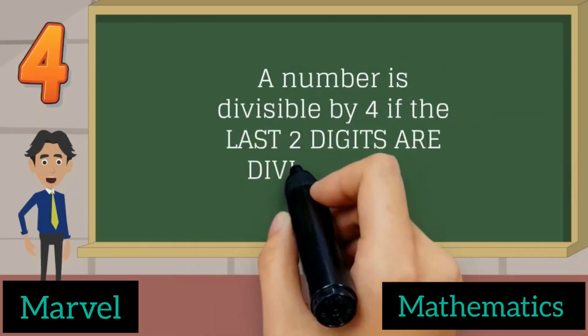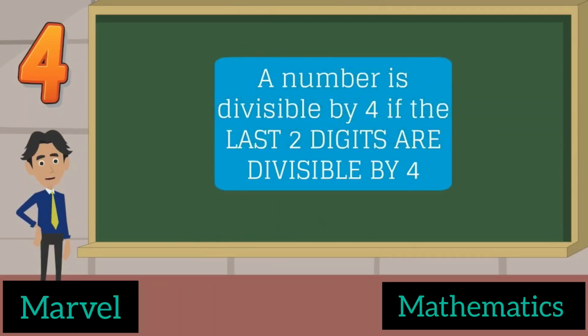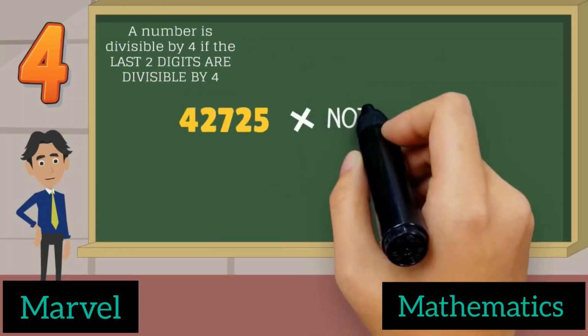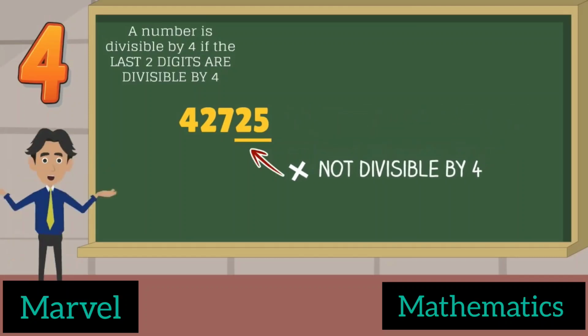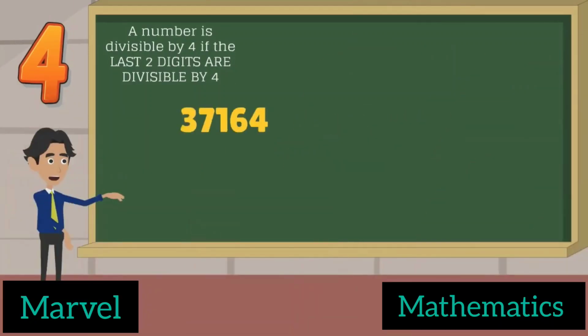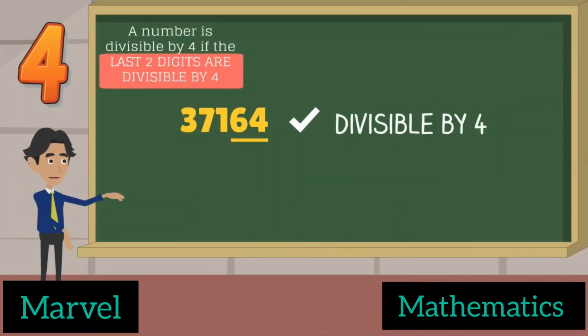For any number to be divisible by 4, you simply check its last 2 digits. If these are divisible by 4, then the number is also divisible by 4. 42,725, for example, is not divisible by 4 as its last 2 digits are not divisible by 4. On the other hand, 37,164 is divisible by 4 as per this rule, the last 2 digits being 64.